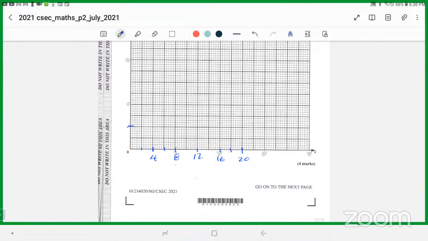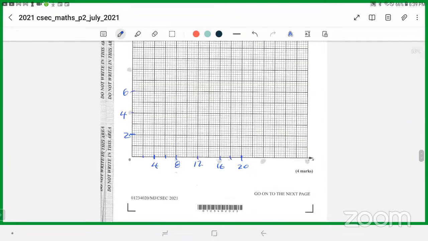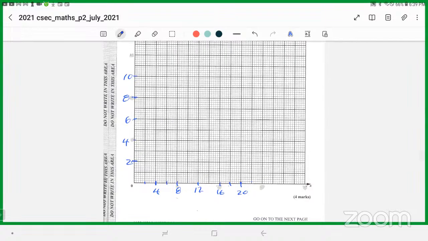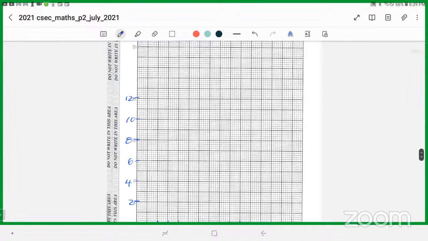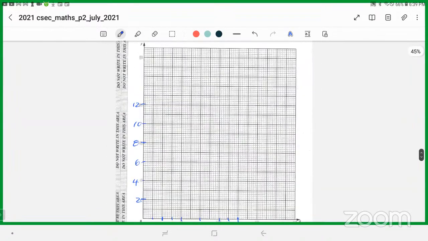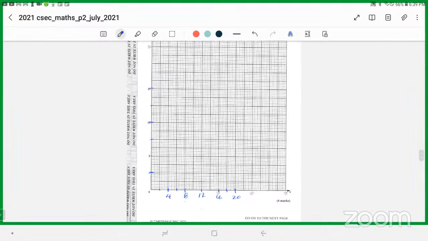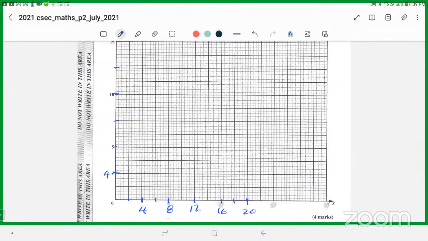So we can go 1, 2, 3, 4, 5, 6, 7, 8, 9, 10, 11, 12, 30. Oh, 20 can't work either. I don't know what kind of graph they give in the exam. So it looks like 2, 4, 6, 8, 10, 12, 14, 16, 18, 20.